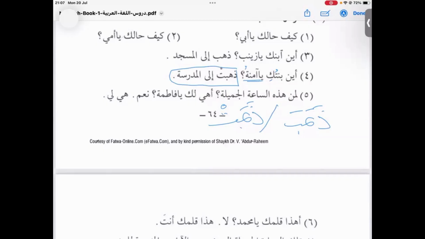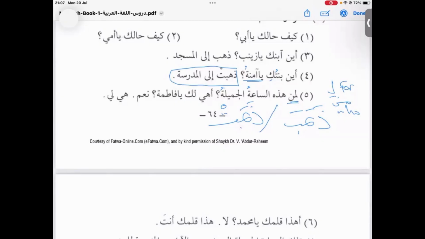Liman هذه الساعة الجميلة. Liman. Li means for, and man means who. For who is this beautiful watch? Now, obviously, for whom is this beautiful watch? Sounds a bit awkward. So it's better to translate it as, who does this beautiful watch belong to?